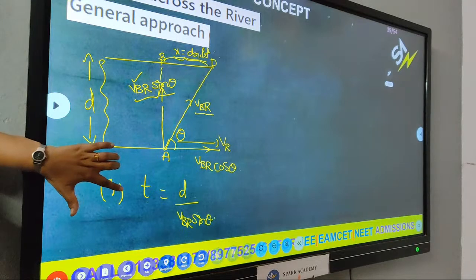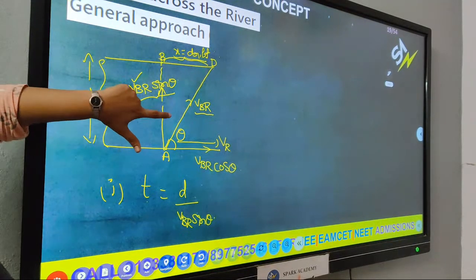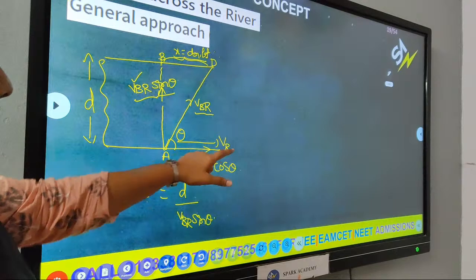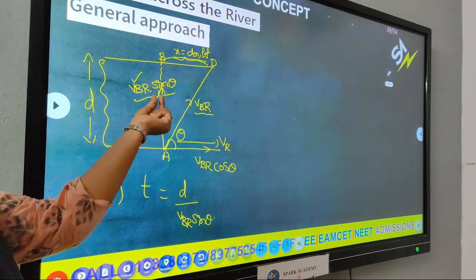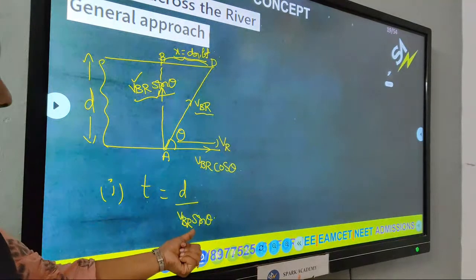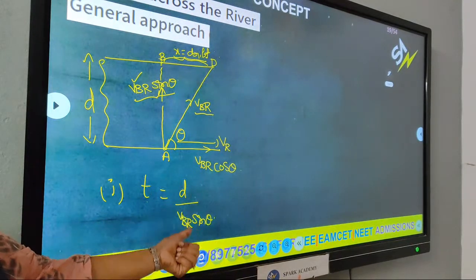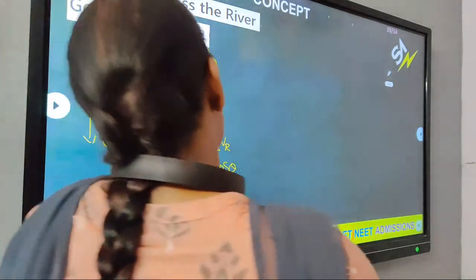So what is the time taken when the boat person is making angle theta with the river flow? We need to take the component of velocity that helps reach that distance, and divide by that velocity. So distance by speed.